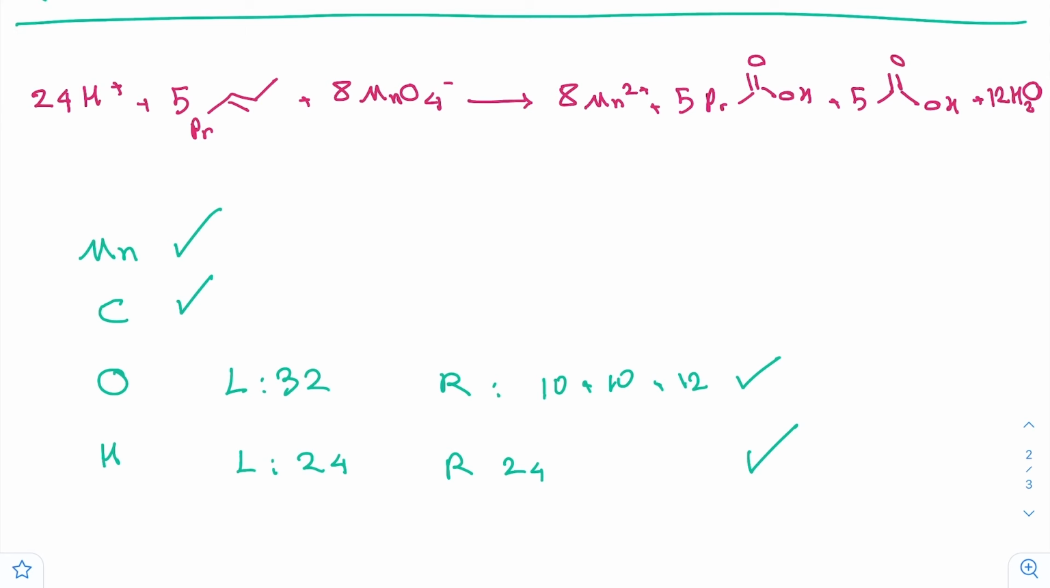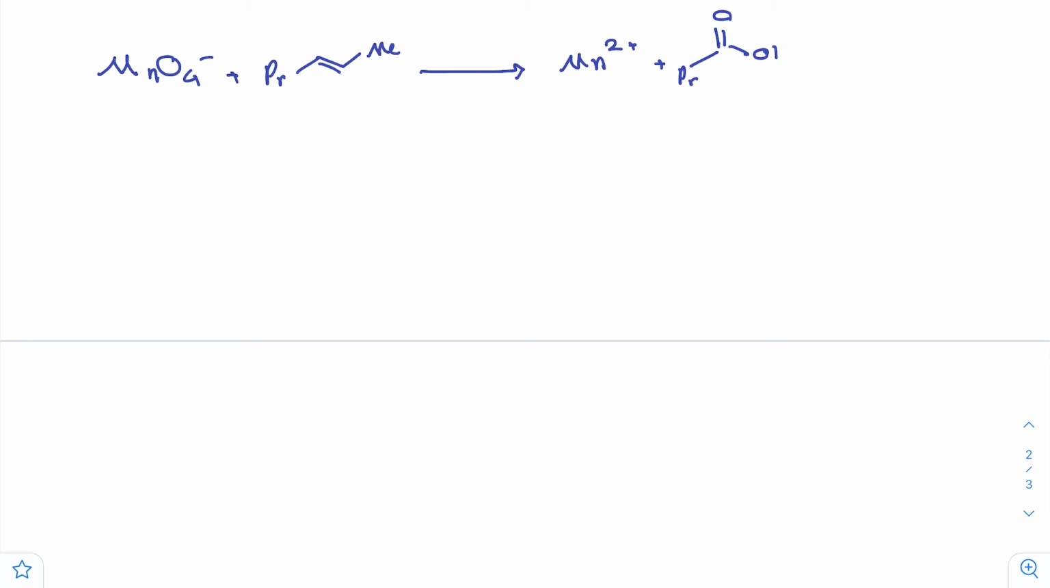Perfect. Now, I'm going to teach you another method to balance this reaction. Let's go talk about that. This method is a little less laborious. It's easier to do. So we have our alkene, and then that goes to Mn2+, that goes to butyric acid, and that goes to acetic acid. And let me just give myself some space to add the reaction coefficients.